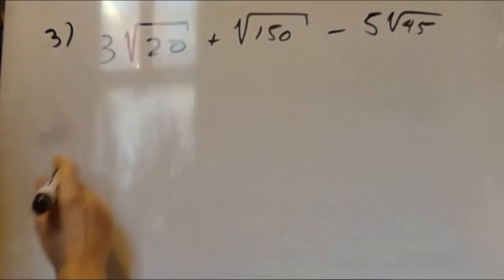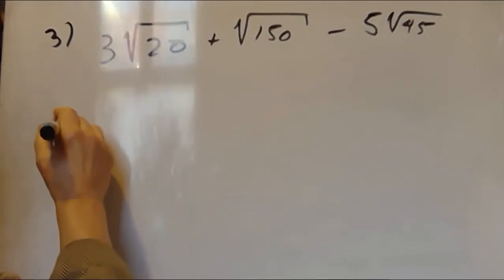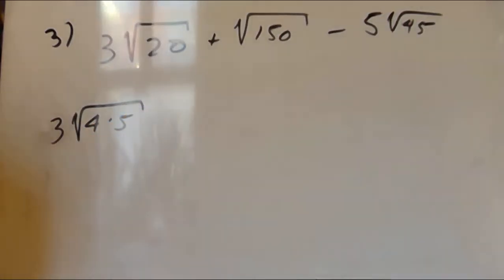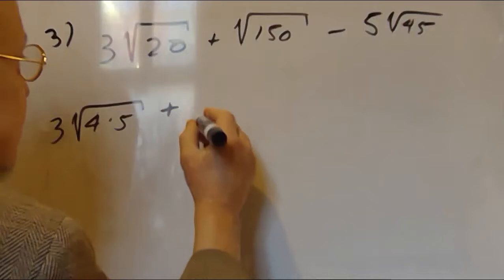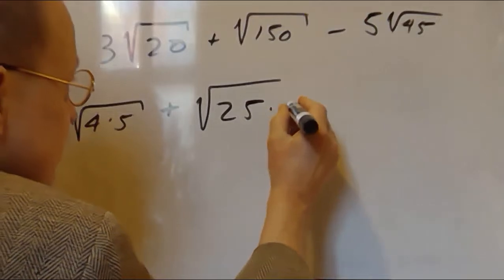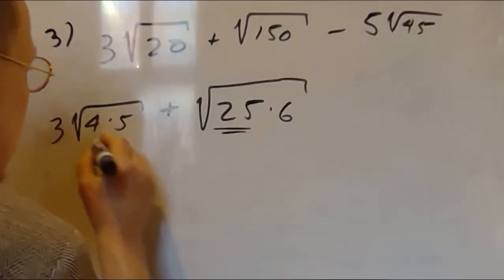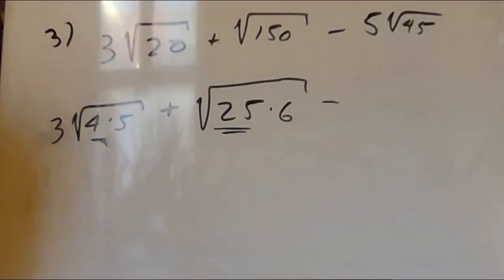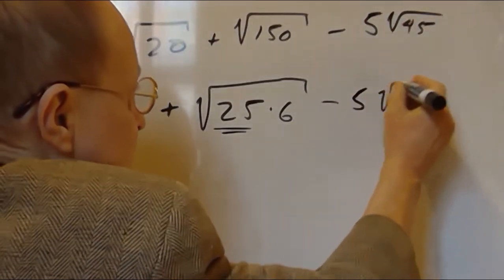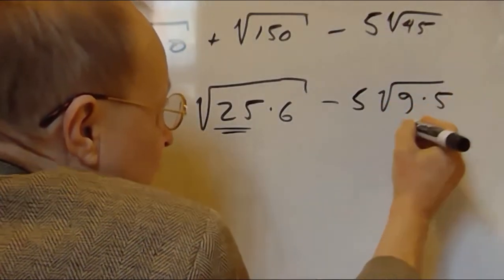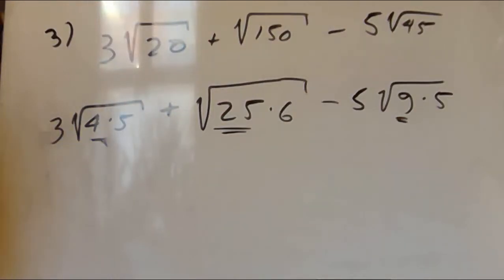So I'm going to break it down. So I see 3 square root of 4 times 5, there's my perfect square, plus square root of 25 times 6, there's my perfect square from 150, and then minus 5 square root of 9 times 5, and here's my perfect square from 45.